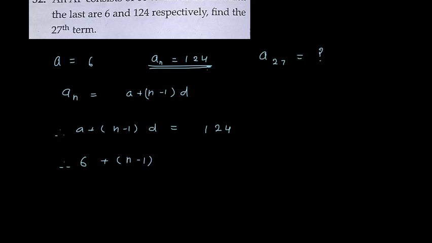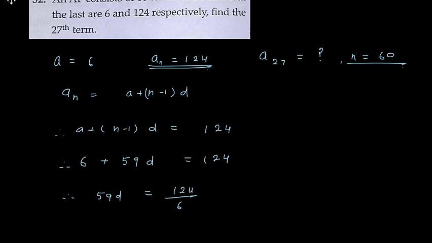The AP consists of 60 terms. Oh, N is also given. N is 60. So N minus 1 will become 60 minus 1, which is 59. 59D is equal to 124. So therefore 59D is equal to 124 minus 6.